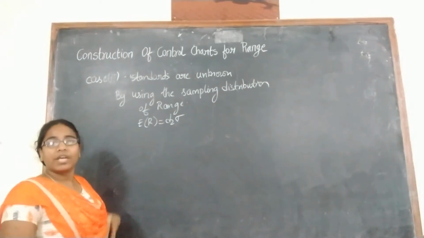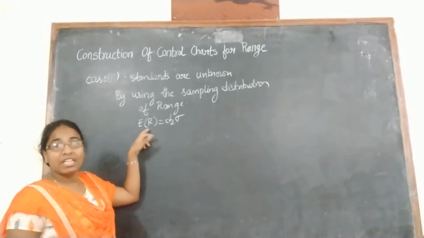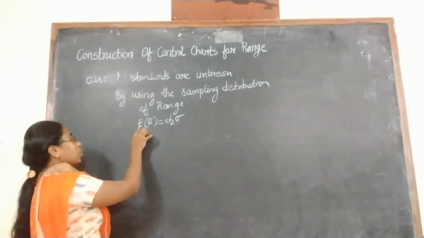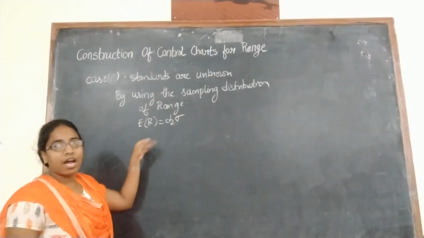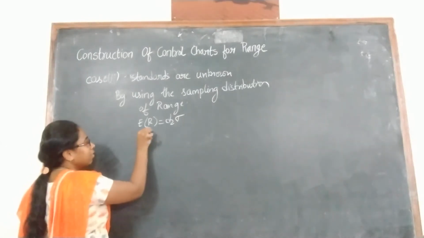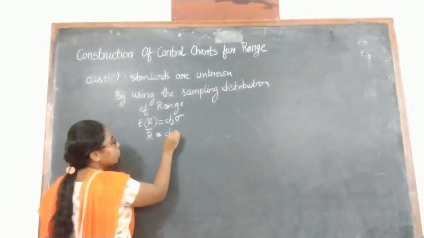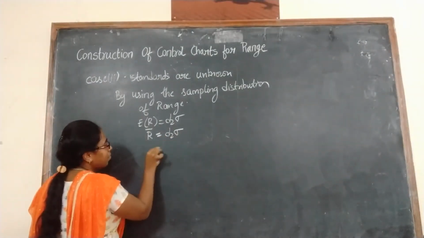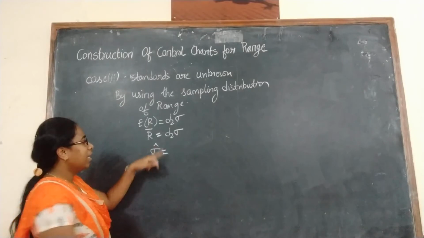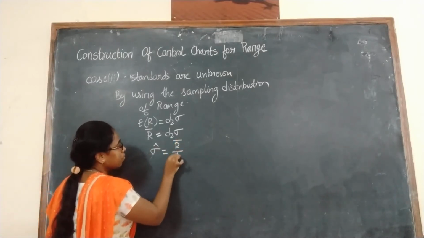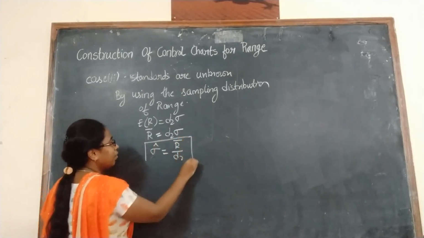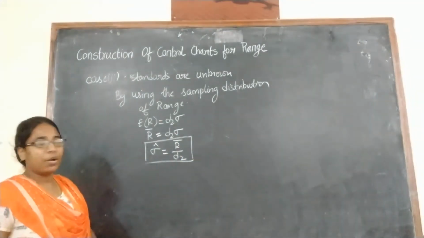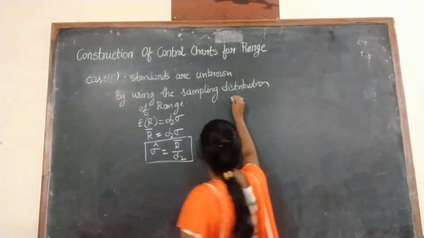Expectation of R. Expectation of any value is the average of that value, and average means the mean value. So in place of expectation of R, we can write R bar equals d2 sigma. Now how to estimate the sigma value? Sigma hat equals R bar by d2. So this is the estimated value for sigma. This sigma we can use in the control limits. So what are the 3 sigma control limits?